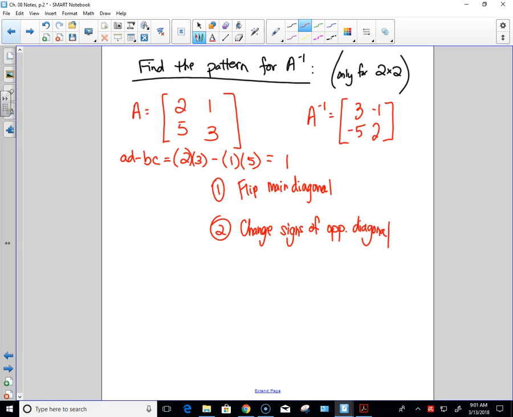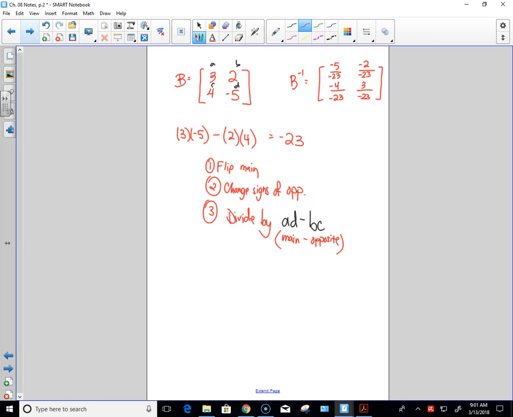6 minus 5 is equal to 1, yeah? So what would the formula have been? Technically, A inverse equals 1 over 1. So was the formula wrong? No. But what was the determinant? 1, so it didn't make a difference. But over here, what was the determinant? Negative 23, did it make a difference?